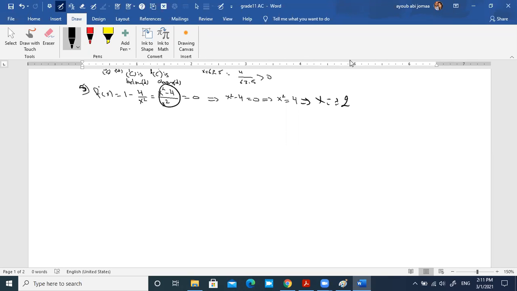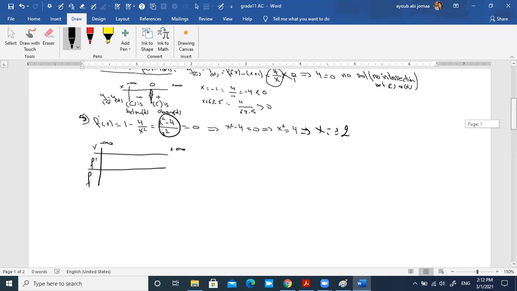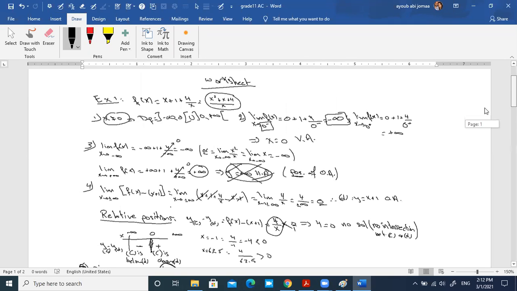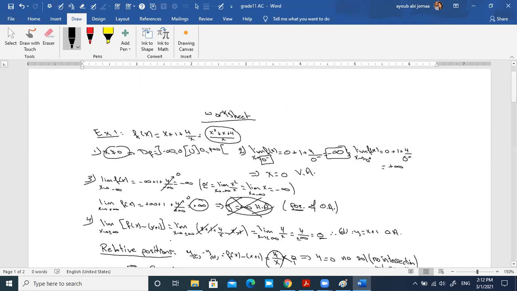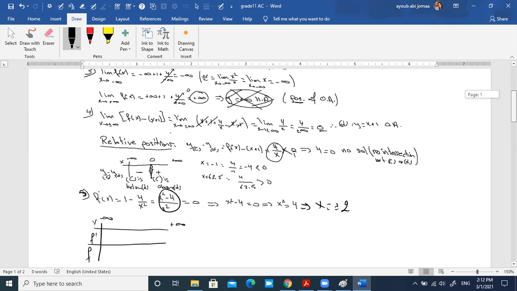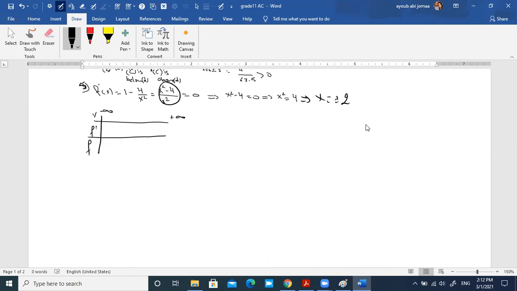Now the table of variations: x, f prime and f, negative infinity to positive infinity. The roots of the numerator are positive and negative 2. The root of the denominator is 0, which is simply from the domain. So the numbers you are going to put in the table: positive and negative 2 and 0.